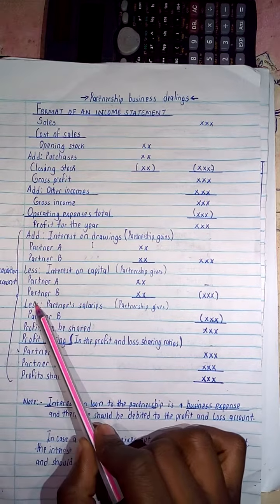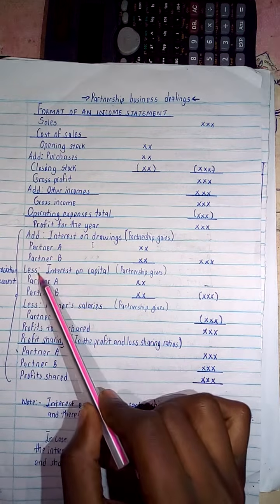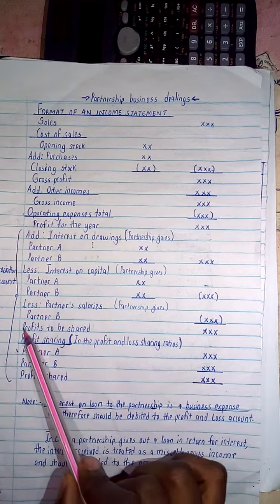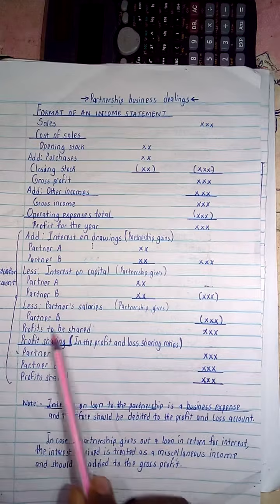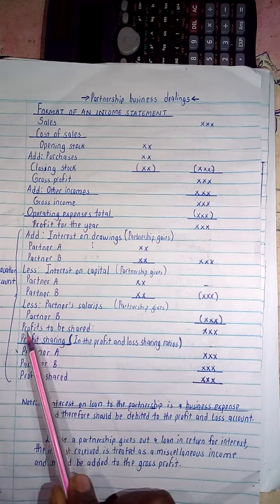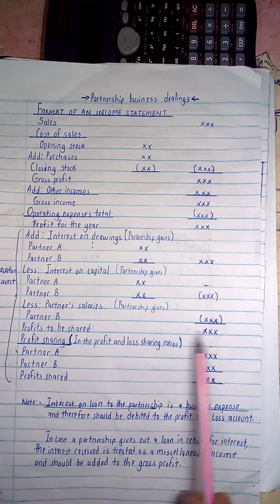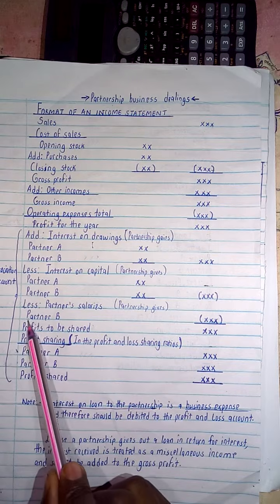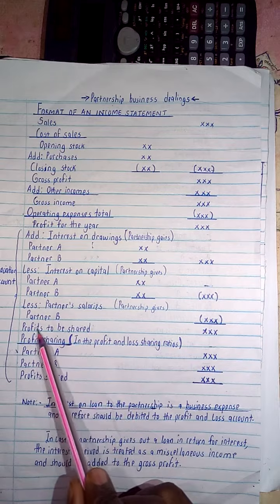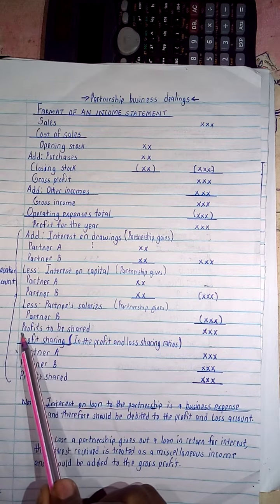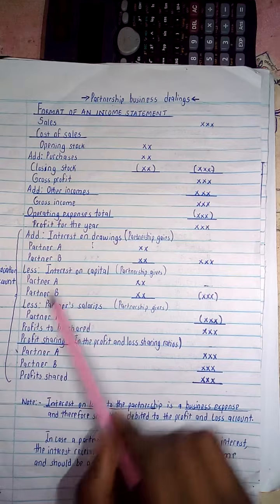So meaning you're going to also less it. After adding, lessing and lessing, that's when you will get profits to be shared. Now with profits to be shared, this is the amount that has been left at the end for the partners to share. So you can either get losses to be shared or profits to be shared.